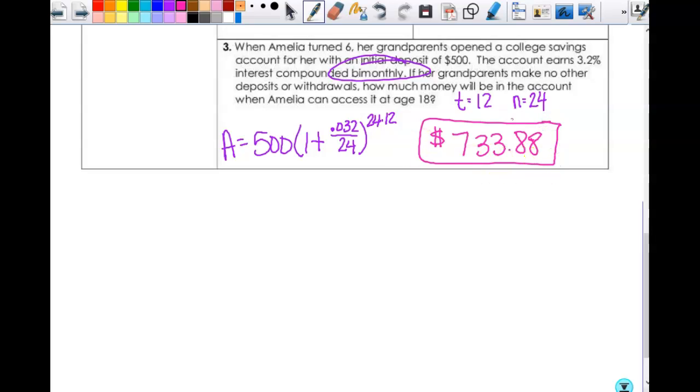$733.88. Okay, and if you don't agree with me and you can't figure out why your calculator isn't saying the same thing, let me know. If you're having issues finding buttons on the calculator, let me know. Like, we'll get it figured out, okay? All right, flip it over.